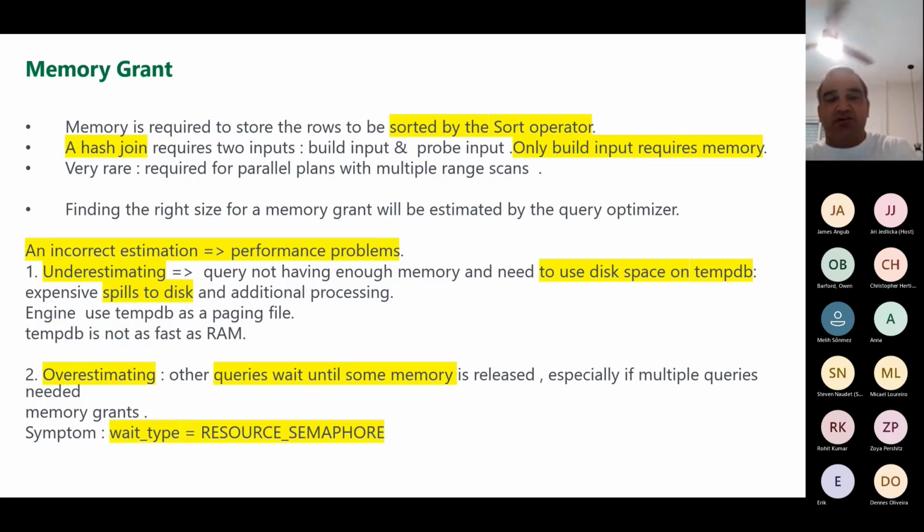So if there are incorrect estimations, there will be performance problems. Why? Because if there is underestimating, the query does not get enough memory and it will use the disk space on tempdb. But this is slower than RAM, and you have a spill to disk. If you have overestimating, then other queries will be starving and will wait until the memory is released, especially if you have a lot of queries. The symptom is the wait event RESOURCE_SEMAPHORE.